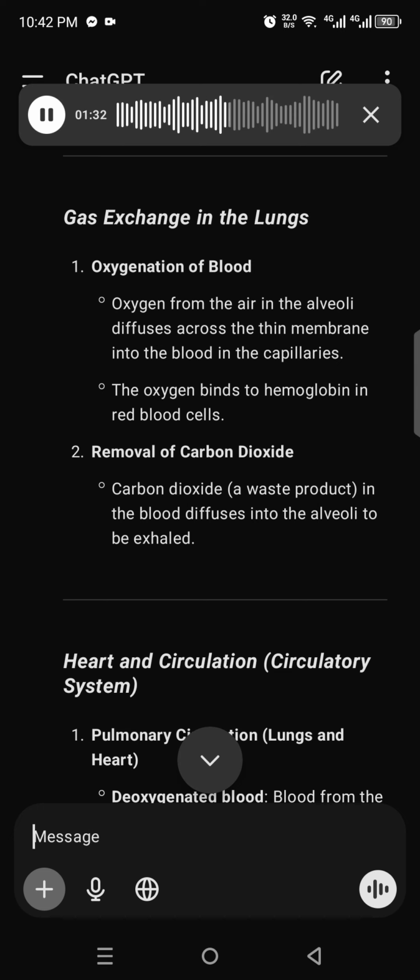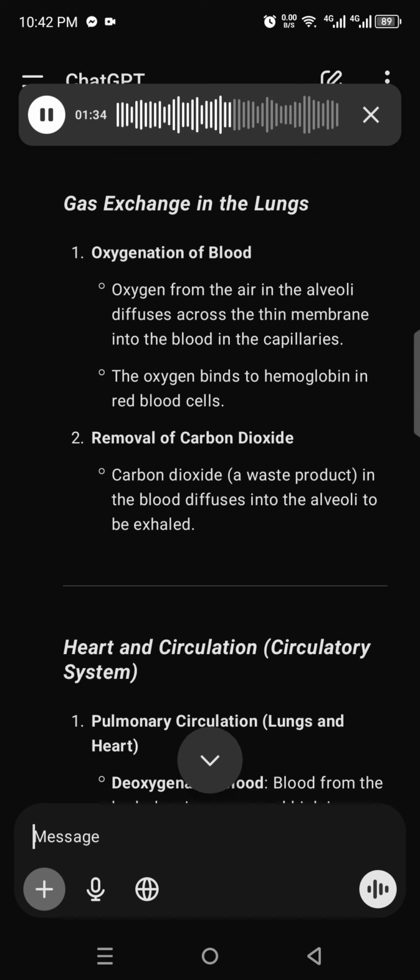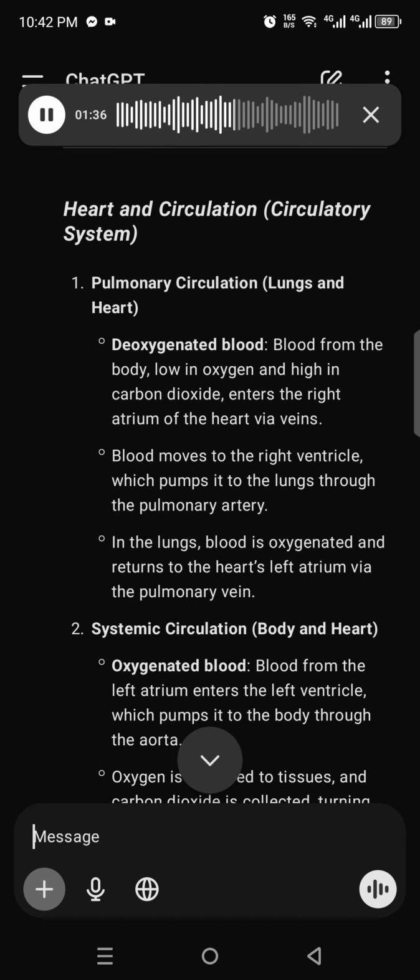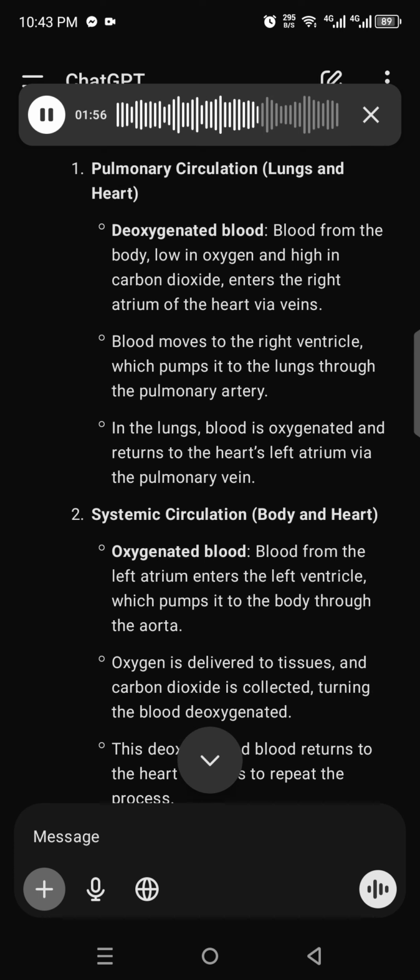Heart and circulation, circulatory system. 1. Pulmonary circulation, lungs and heart. Deoxygenated blood. Blood from the body, low in oxygen and high in carbon dioxide, enters the right atrium of the heart via veins. Blood moves to the right ventricle, which pumps it to the lungs through the pulmonary artery. In the lungs, blood is oxygenated and returns to the heart's left atrium via the pulmonary vein.